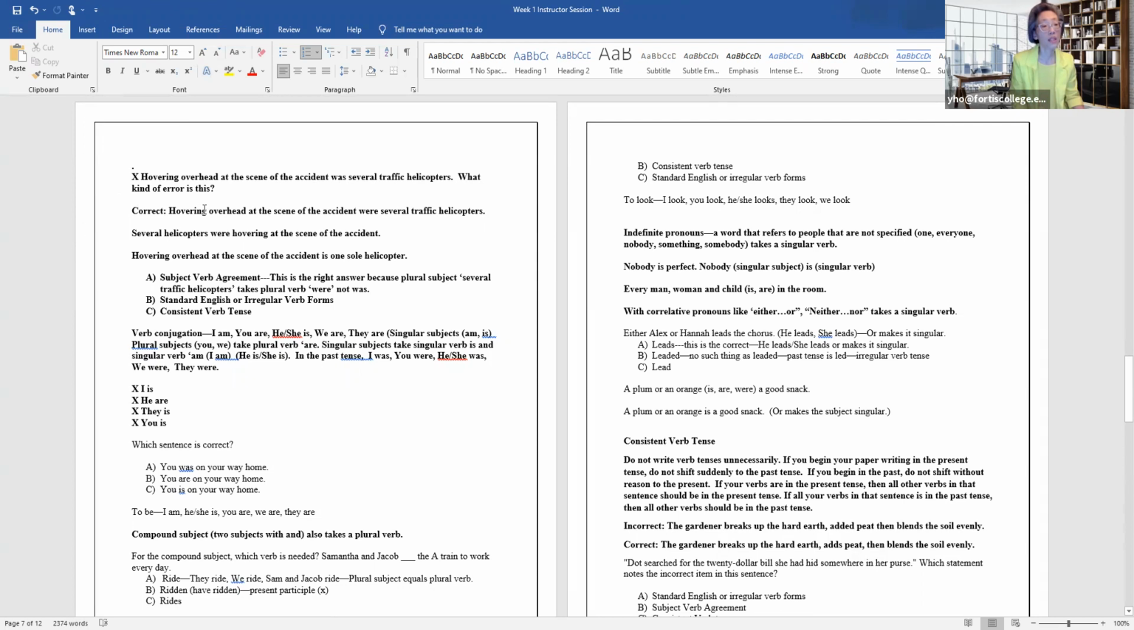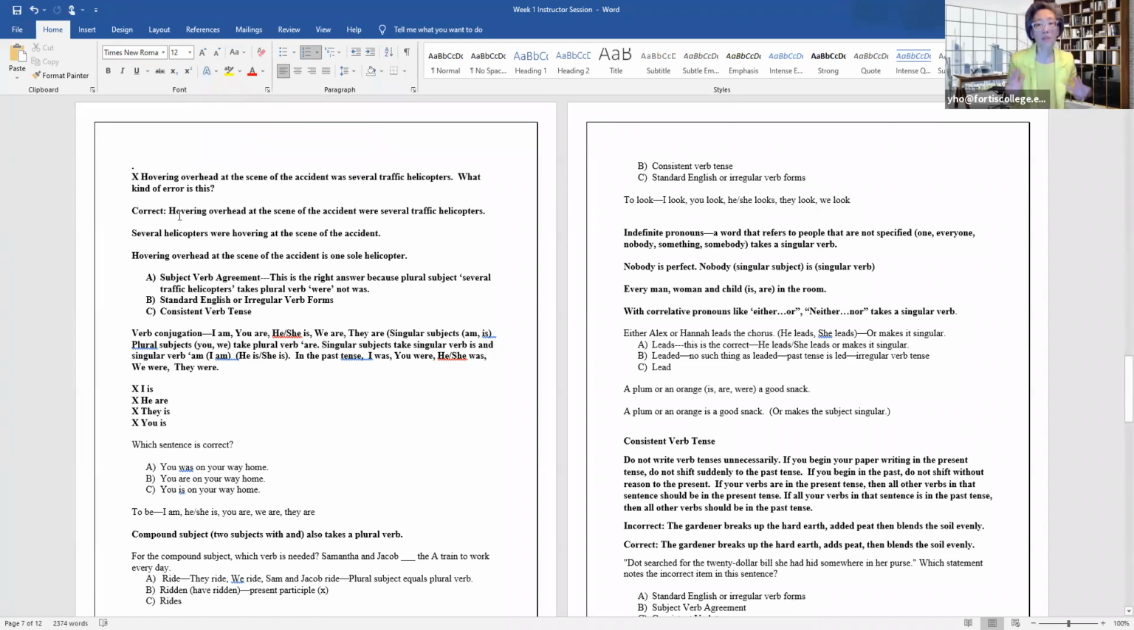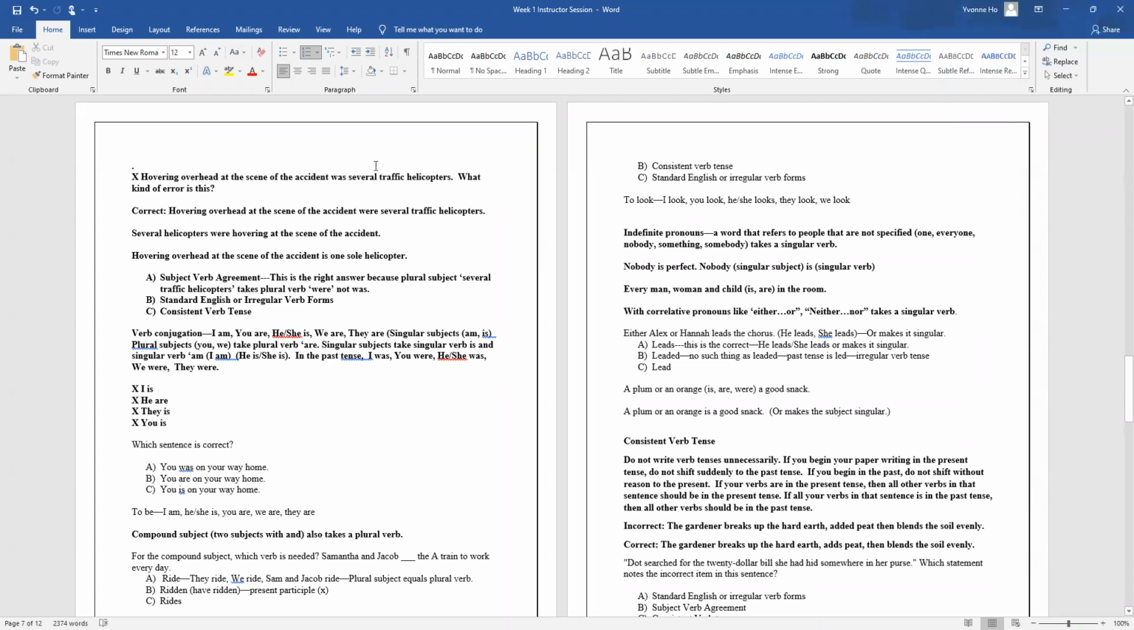Which represents that hovering overhead at the scene of the accident was several traffic helicopters. What kind of error is this? So here, hovering overhead at the scene of the accident, that is a prepositional phrase. So whenever I mention time and place, John is at the store, or I am on my computer, those are all prepositional phrases that indicate time and place. So several traffic helicopters is the subject in this sentence. So you've got prepositional phrase, verb, and plural subject.